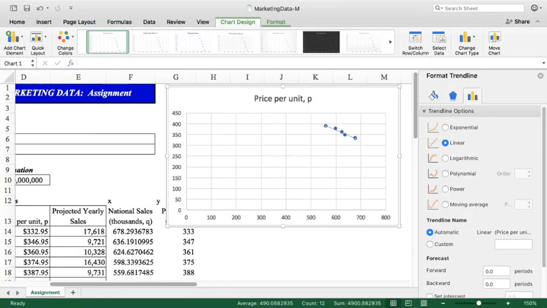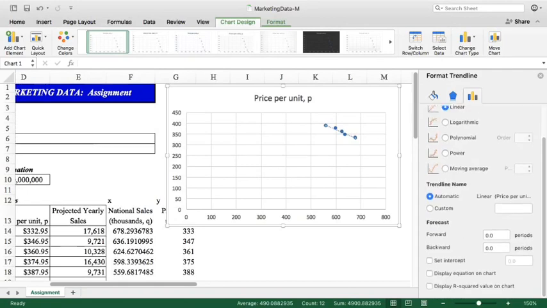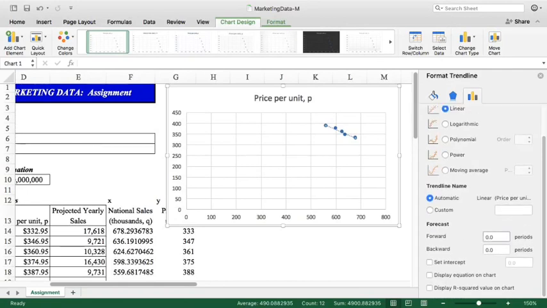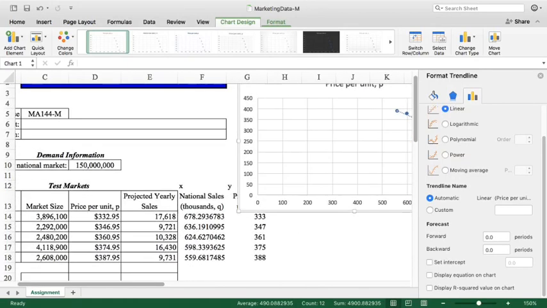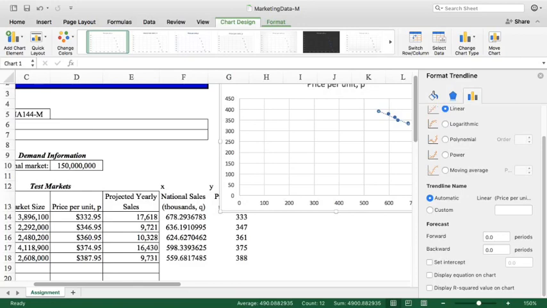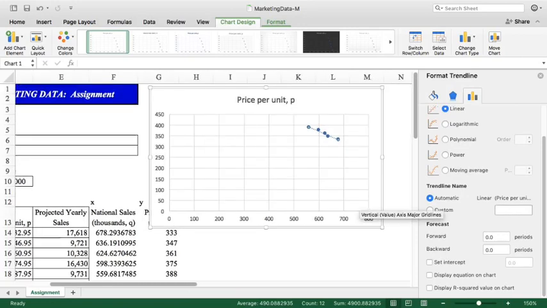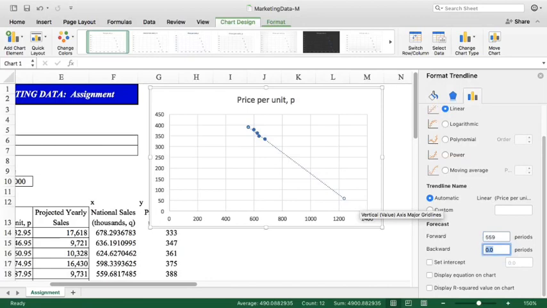We can actually make it extend that line if we want to, by asking it to forecast forward or forecast backwards. For example, if I want my line to go all the way back to the vertical axis, let's see, what's my smallest quantity? My smallest quantity is 559. So if I ask it to forecast backwards by 559, it's going to extend that. Whoops, I meant backwards, not forward.